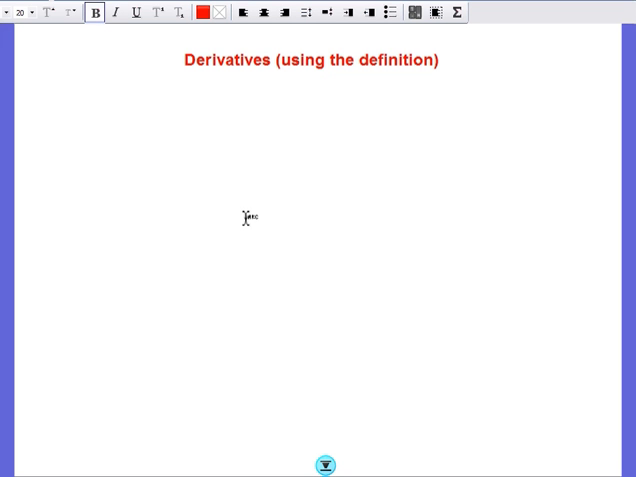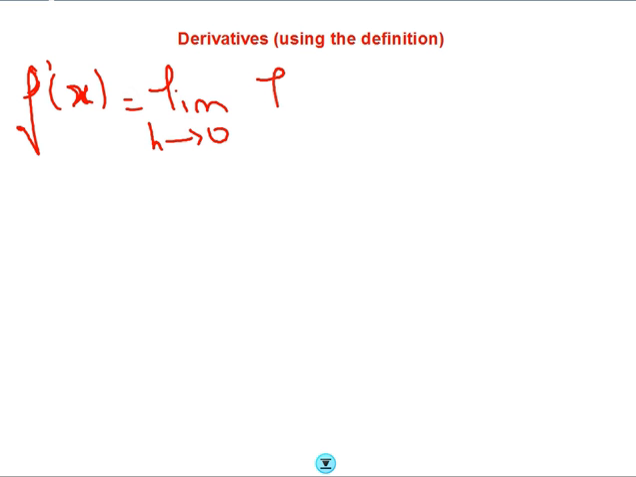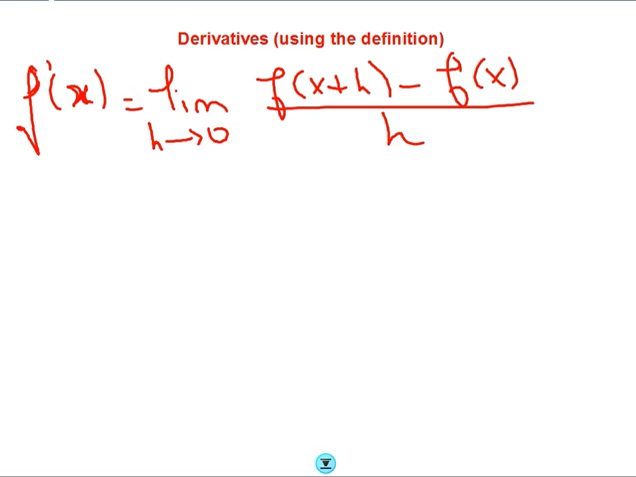So, derivatives using the definition. We know from the previous video that f prime of x, the derivative of f, already noted by f prime, is equal to the limit as h tends to 0 of f of x plus h minus f of x over h. So we're going to use this definition of derivative to find the derivative of polynomial functions.